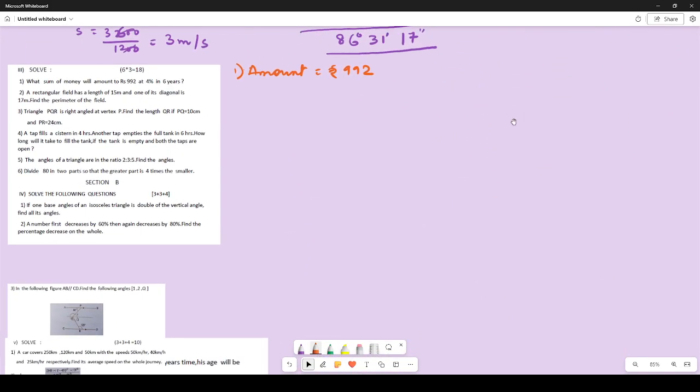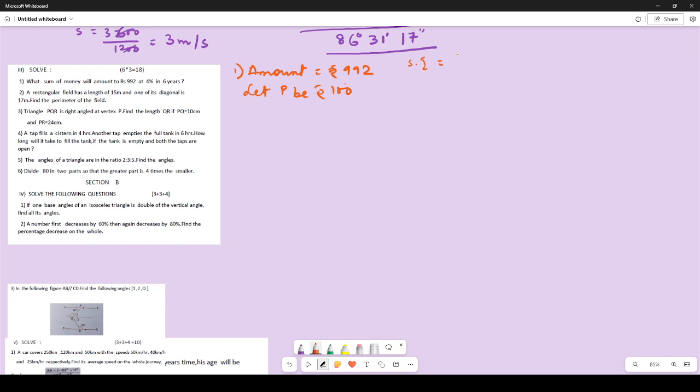Yes. So what sum of money will amount to rupees 992? So remember the amount is 992 rupees. So what does this mean? Let us take it with, let P be rupees 100. Now let us find the simple interest with this.